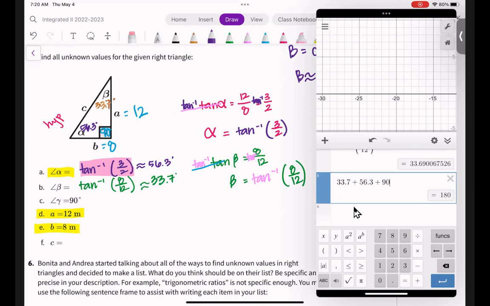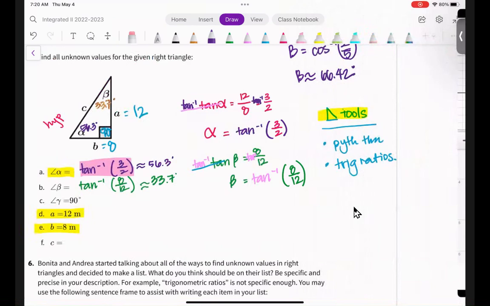So, Ms. Shelton, did I have to use tan inverse to find beta? No, you could have used the triangle sum theorem, the moment that I had 56.3. But again, if I'm looking for an exact answer, that's going to be my exact answer, tan inverse of 8 over 12.